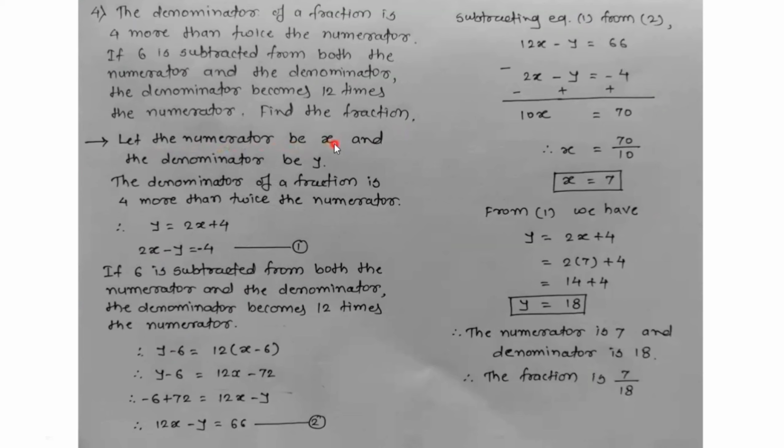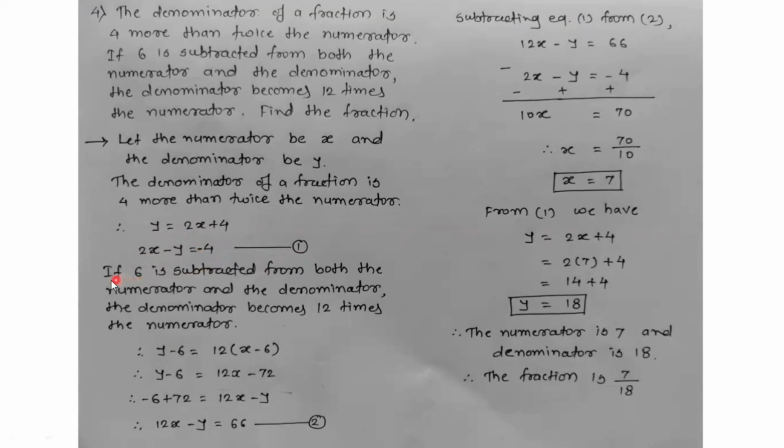So let the numerator be x and the denominator be y, so as to have the fraction x divided by y. Now from the first condition given, the denominator of a fraction is 4 more than twice the numerator. So we have the denominator y equal to 2x plus 4. If we transfer y to the right hand side, we will have 2x minus y, and if we transfer 4 to the left hand side, it will become minus 4. So by rearranging the terms, we have 2x minus y is equal to minus 4. We will call this equation number 1.